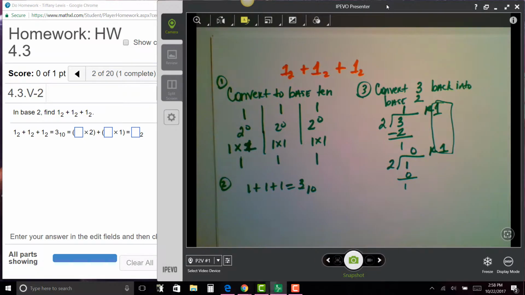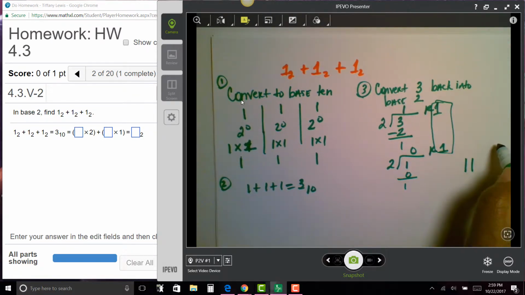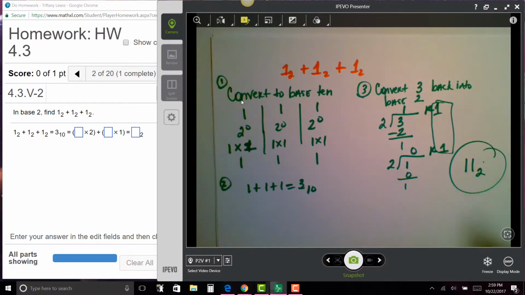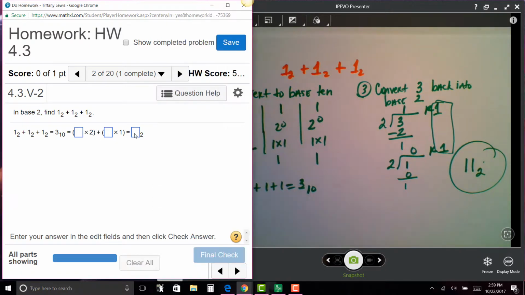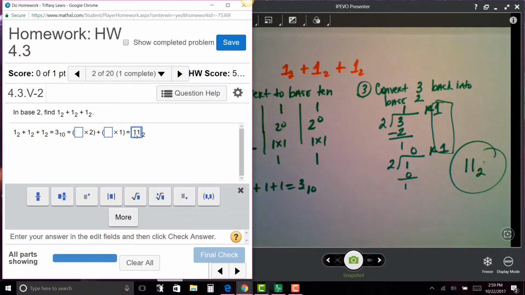So 1 base 2 plus 1 base 2 plus 1 base 2 will give us 11 base 2. And then to fill in the missing part, so I'm putting my arrow. If you go to the left of the screen here, here is the 11. And then we want to fill in that part. So you're taking 11 base 2 and you're going to show me what it would look like in base 10.